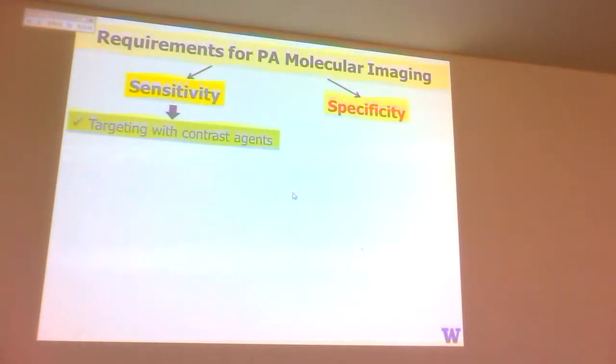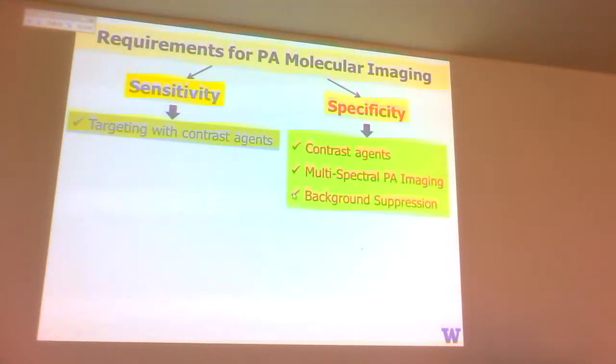Okay? Well, to get sensitivity, we do targeting with contrast. We've known that for over a decade, and people keep working on trying to make more efficient contrast agents. Okay? The second is the specificity.